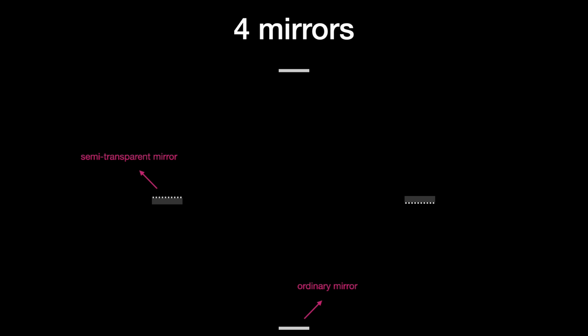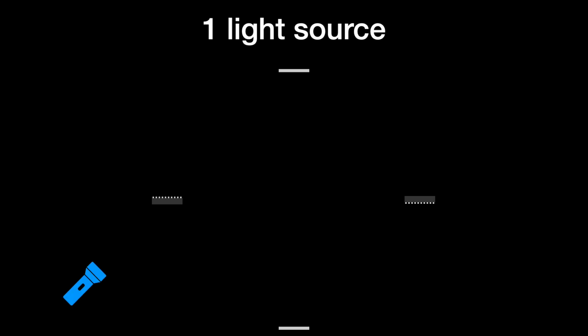In this video, we'll look at an experiment that demonstrates spatial superposition using light. It requires 4 mirrors. The first and last are semi-transparent, while the 2 in the middle are ordinary mirrors. We'll also need a light source.